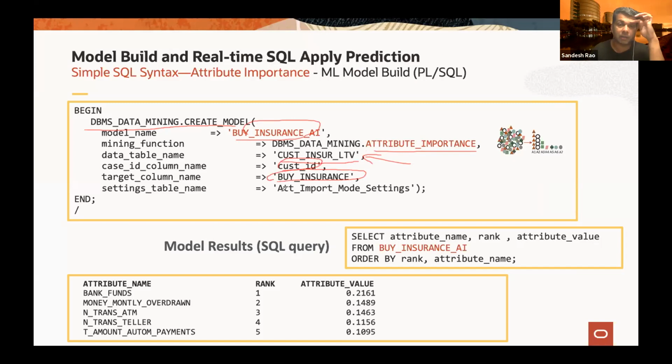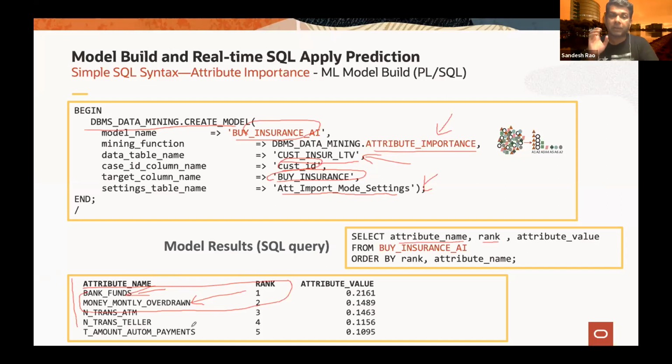And I've created another table here called attribute import mode settings, which will contain the hyperparameters for this attribute importance algorithm. Once I finish creating this model, I just run this query that says the attribute name, the rank, and the value, and it gives me this. Now, according to this, the two most important things I need to look at are how much overdrawing the bank accounts are, and how much money a person has in their bank. And this is a very simple problem with 5 columns, right? If I have 50 columns, imagine I have to run this through enough data to figure out what is the right thing to pick. So this is a very interesting kind of problem, but this is called attribute importance. And here I showed you a simple example of how to create this.